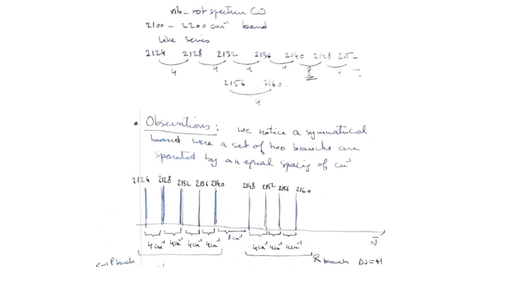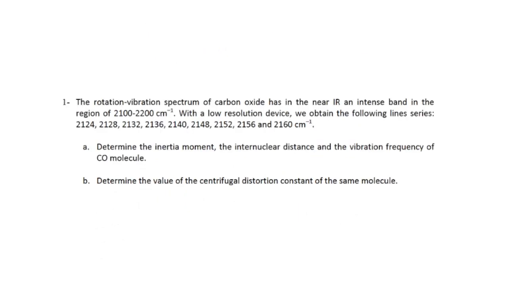Now from this we need to extract information that would allow us to derive the moment of inertia. So the moment of inertia is I, which is mu r squared, but we don't have r, so we need to find it also. The only other place where we can get the moment of inertia I is the value of B. And yes, we can get B from the spectrum.